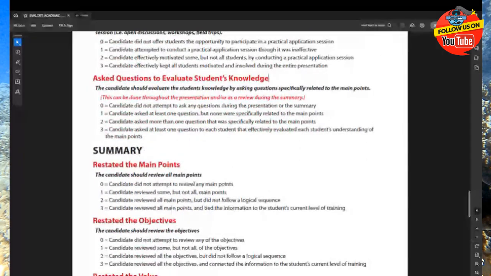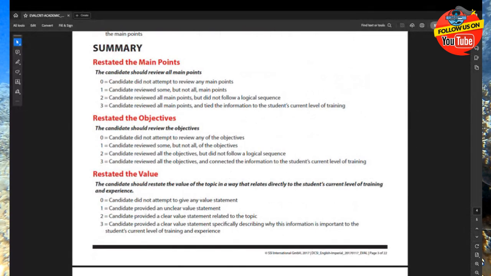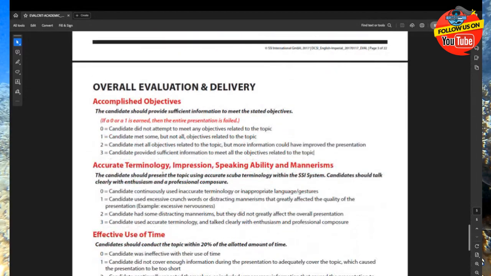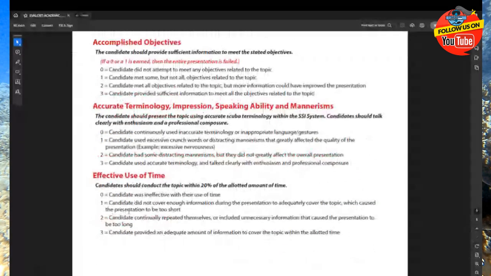Summary, I see that you earned a 3 in all 3 categories, so that's an easy 9 points. So as we get down to this, Ken, accomplish objectives. So Ken should provide sufficient information to meet the stated objectives. Kennedy provides sufficient information to meet all the objectives related to the topic. Did she do that? Absolutely. Accurate terminology, impression, speaking ability, mannerisms. Was there anything that threw you off as she was talking? No. It was very clear what we talked about. This is an easy one to argue too, right here, Ken.